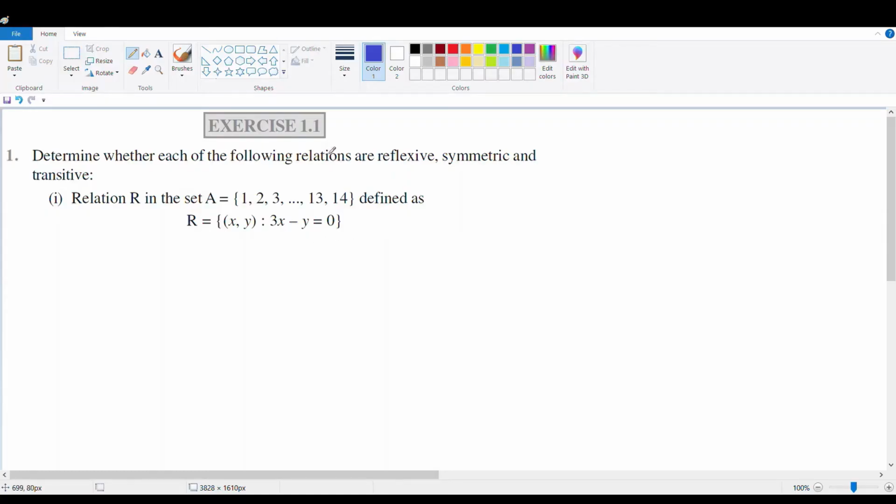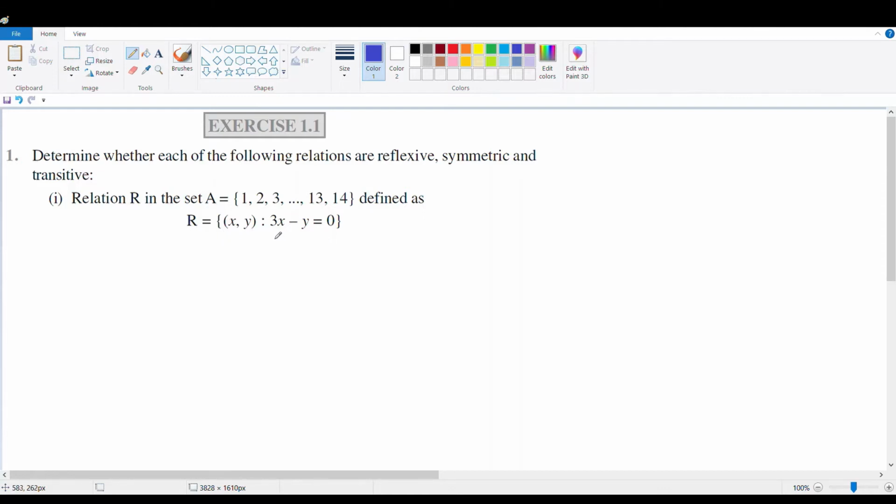Exercise 1.1, Question 1. Determine whether each of the following relations are reflexive, symmetric, and transitive. Relation R in set A equals {1, 2, 3, and so on till 14}, defined as R equals {(x, y) : 3x minus y is equal to 0}. Now let's try to understand what this set R is.